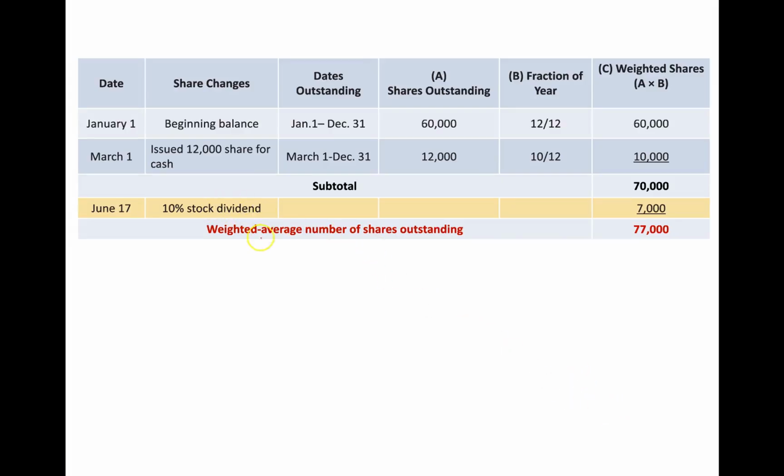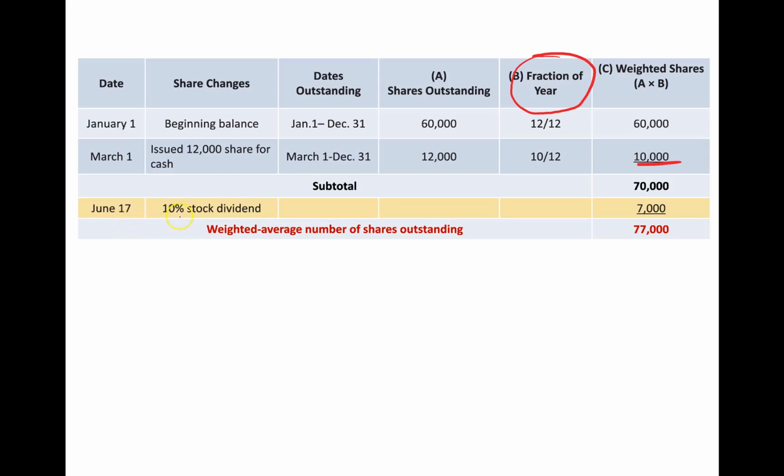So when we issue a stock dividend, we don't need to prorate it by the fraction of the year that it is outstanding, because all of the shares that are outstanding up to that point get increased for the entire time. So let's say June, and I'll show you how that works.